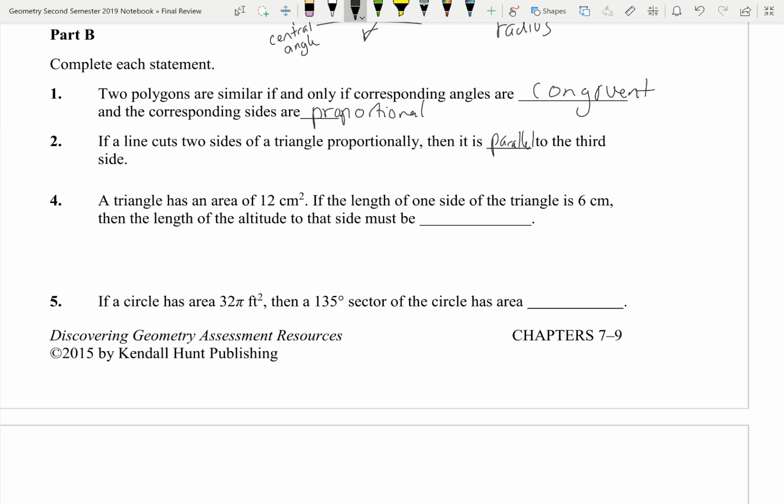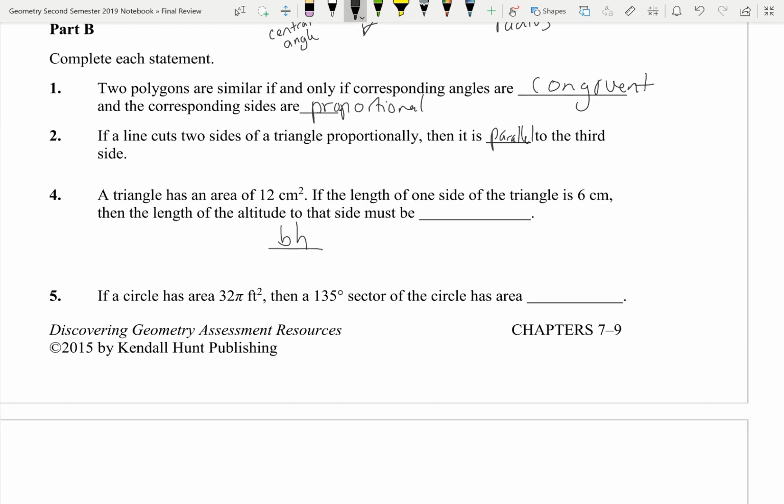A triangle has an area of 12 centimeters squared. If the length of one side of the triangle is 6 centimeters, then the length of the altitude must be what? Well, the area of a triangle is base times height divided by 2. We know that's 12, and the one side of length 6 is your base. So 6h over 2 equals 12, which means 6h equals 24, divided by 6, and h equals 4.